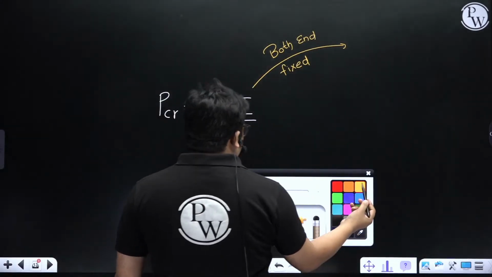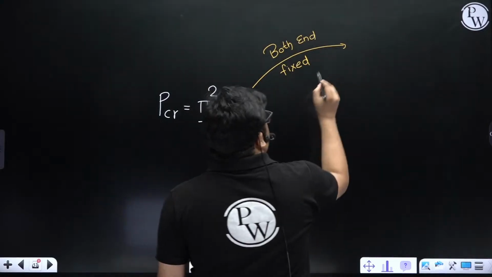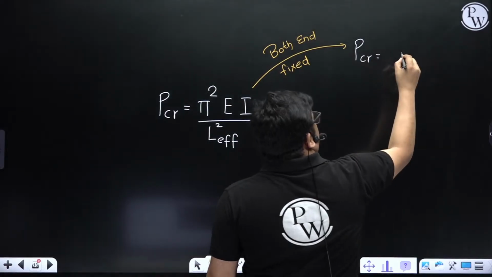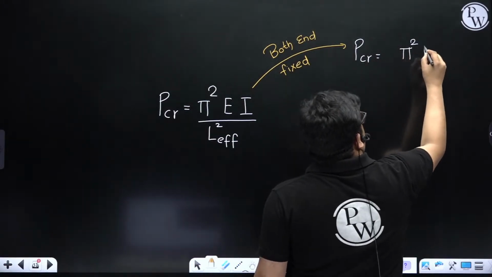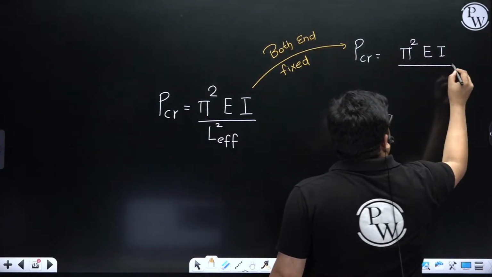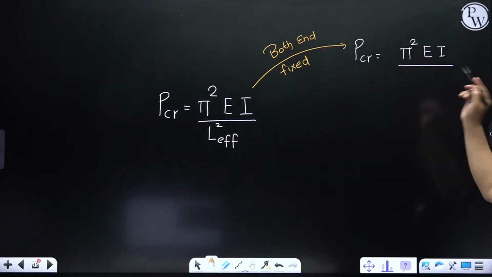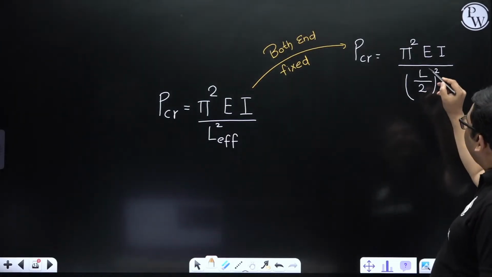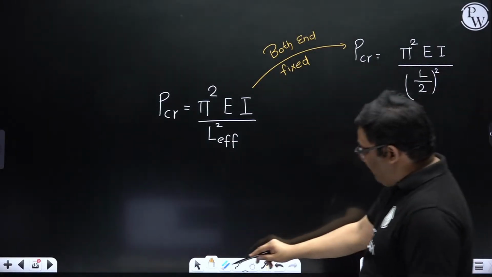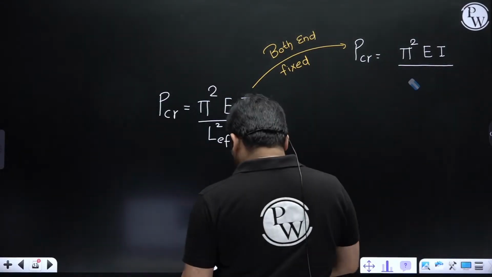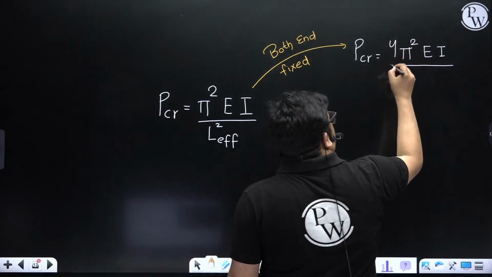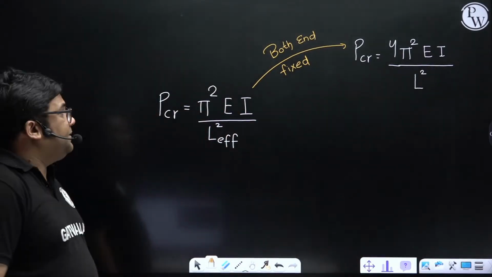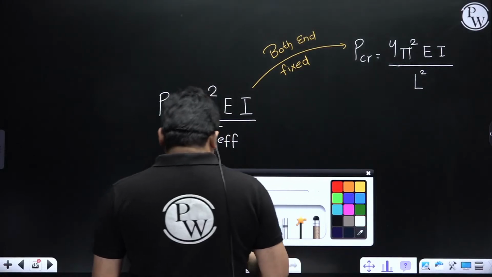So the equation will change, meaning it will take a new form. The buckling load will be equal to pi square EI divided by, in place of L effective, I will put L by 2. So L by 2 whole square will be L square by 4. So the 4 will go up and I will get the expression 4 pi square EI by L square. Yes, this expression we will get.